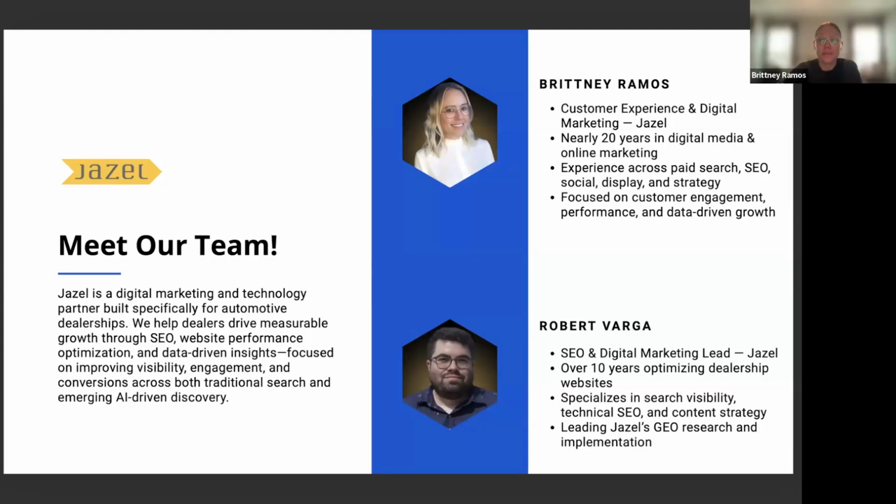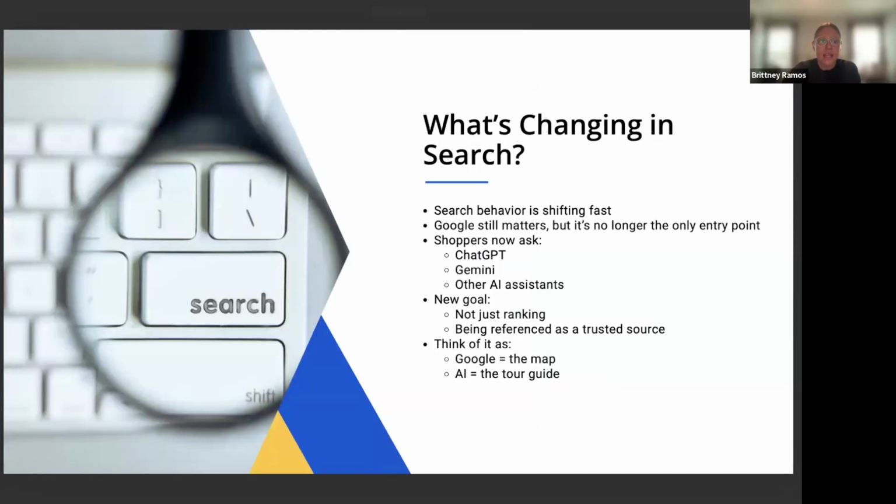Right. So let's jump into it. Search is changing fast. We still have Google, obviously, but what we're seeing is shoppers using AI assistants like ChatGPT or Gemini to get answers more than ever. That creates a new visibility goal, not just ranking in the usual organic search results page or map pack on Google, but being a trusted source that AI tools choose to reference.